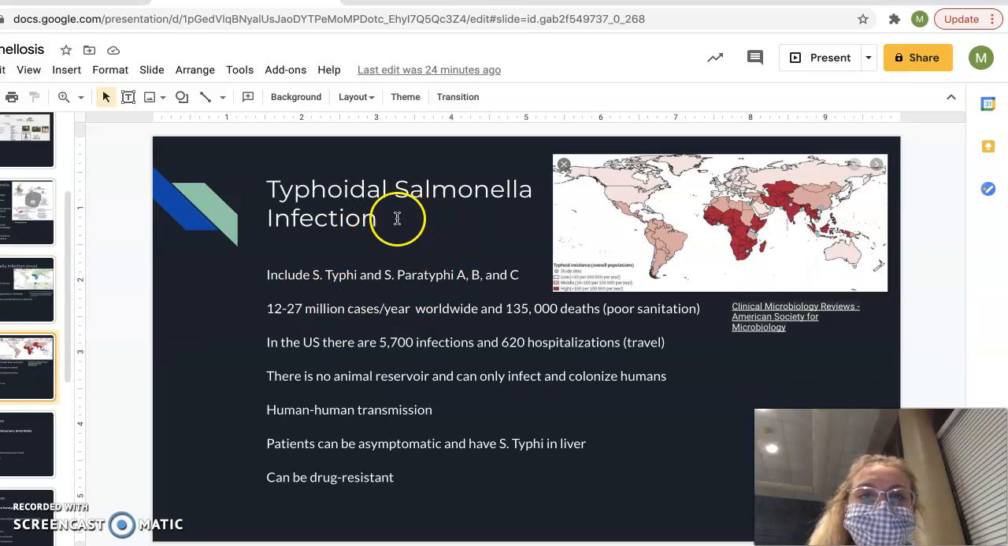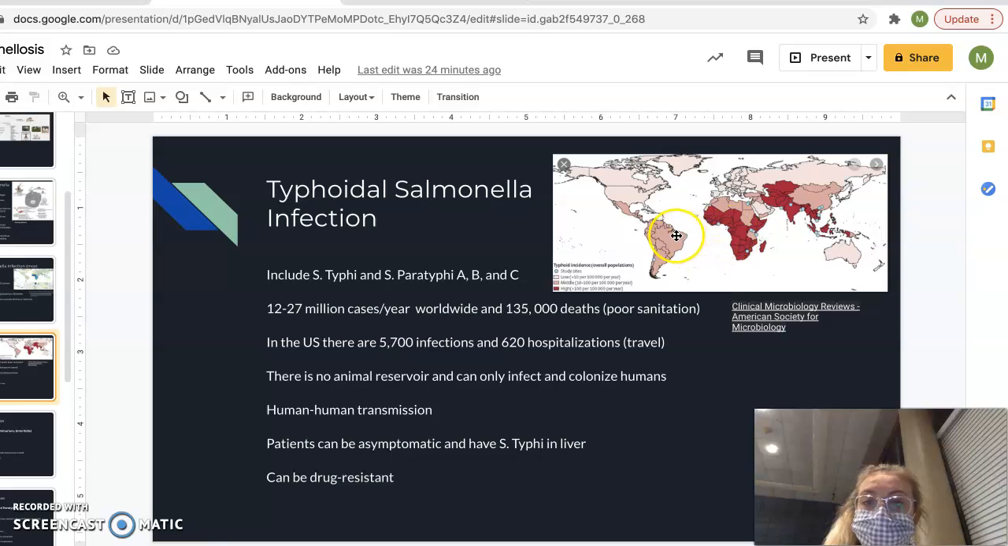And then there's typhoidal salmonella infection, and this includes S. typhi and S. paratyphi A, B, and C. And there's 12 to 27 million cases per year worldwide, and 135,000 deaths. And this is a result of poor sanitation. And then in the US, there are 5,700 infections and 620 hospitalizations.